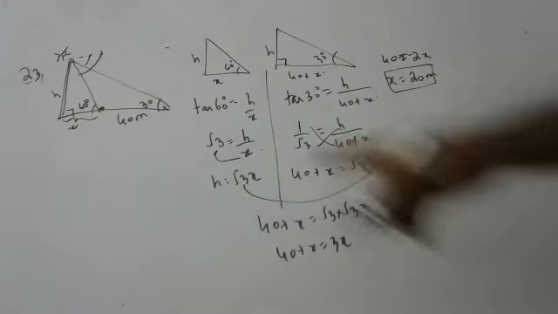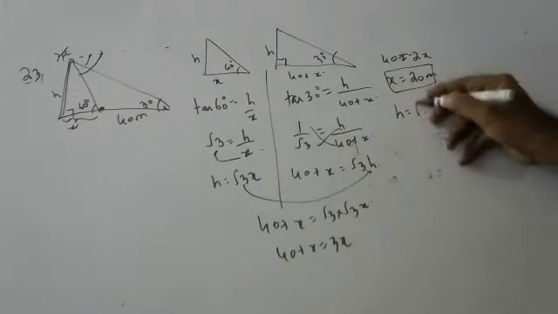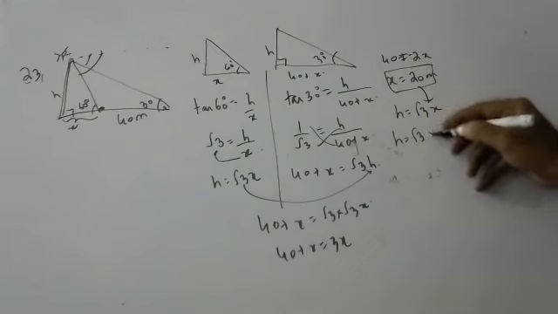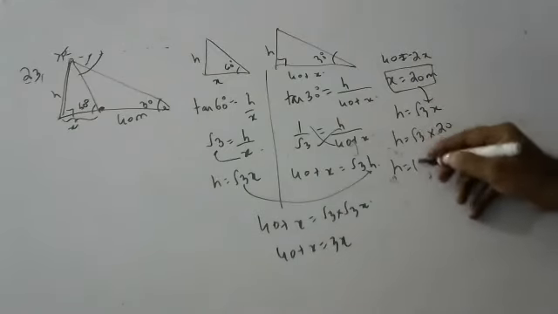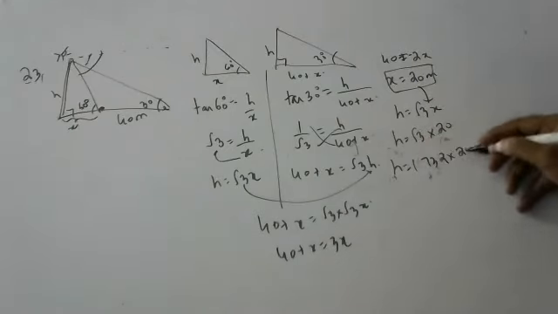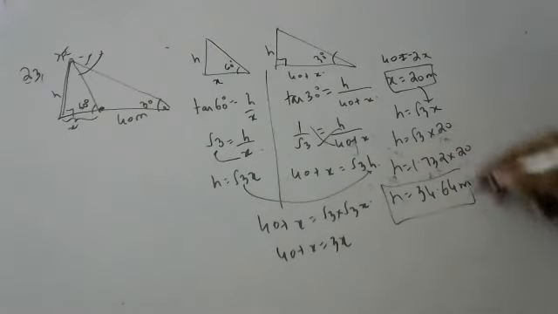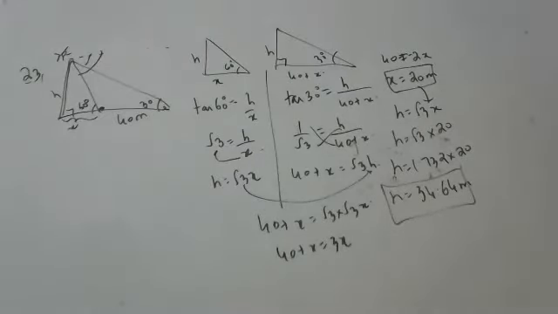Okay. Now find out height. Height is equal to root 3x. So 20 root 3. 20 root 3 means how much? 24.64 meters is the height of the tower. Okay. Next, 24th sum.